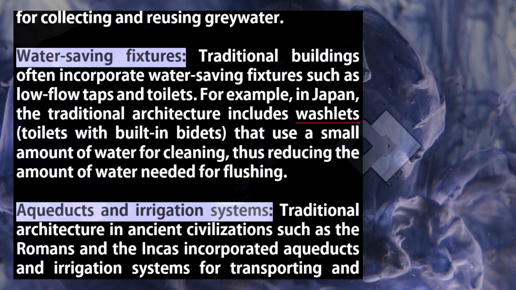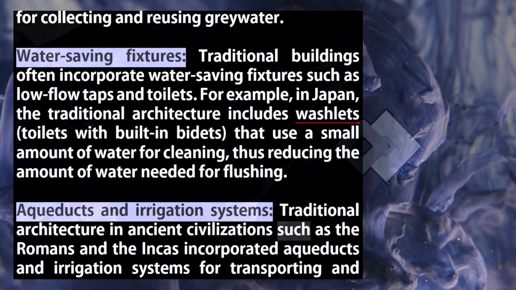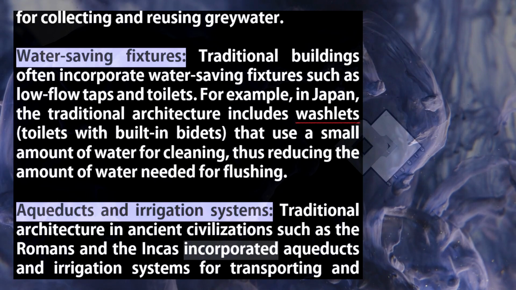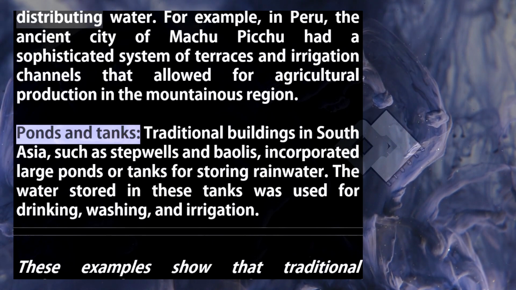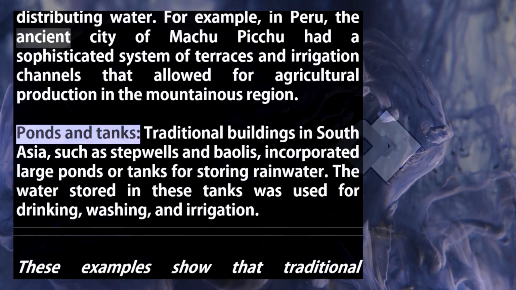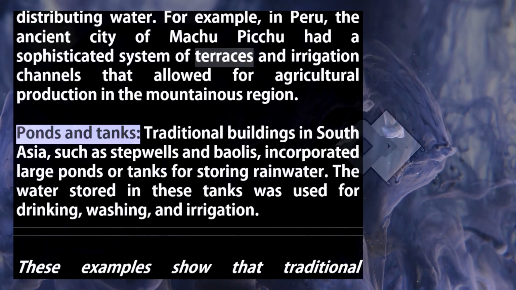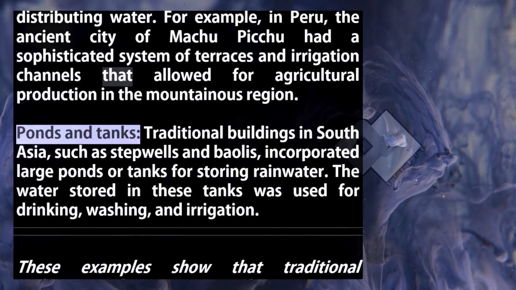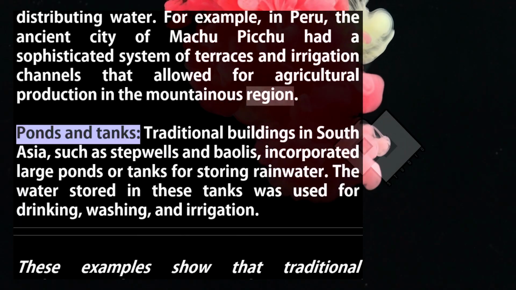Aqueducts and irrigation systems. Traditional architecture in ancient civilizations such as the Romans and the Incas incorporated aqueducts and irrigation systems for transporting and distributing water. For example, in Peru, the ancient city of Machu Picchu had a sophisticated system of terraces and irrigation channels that allowed for agricultural production in the mountainous region.